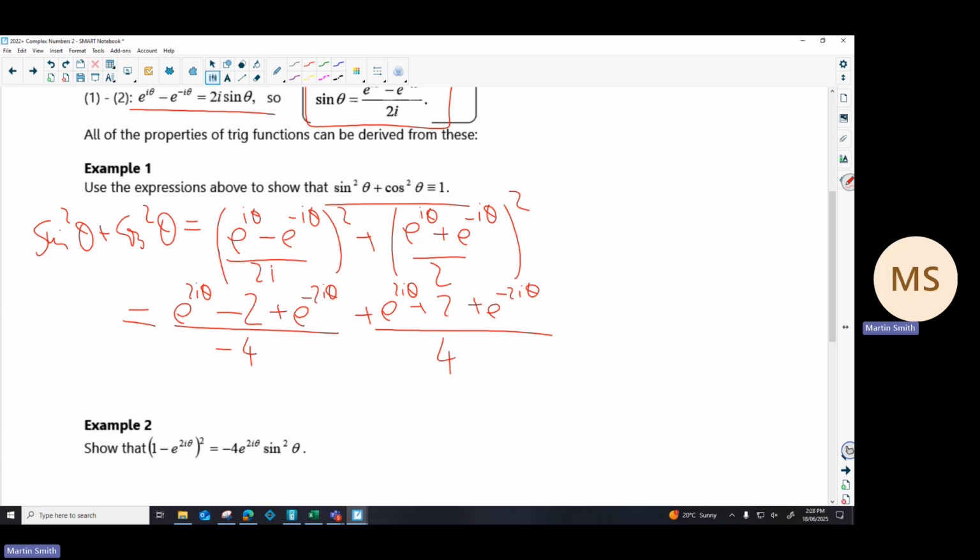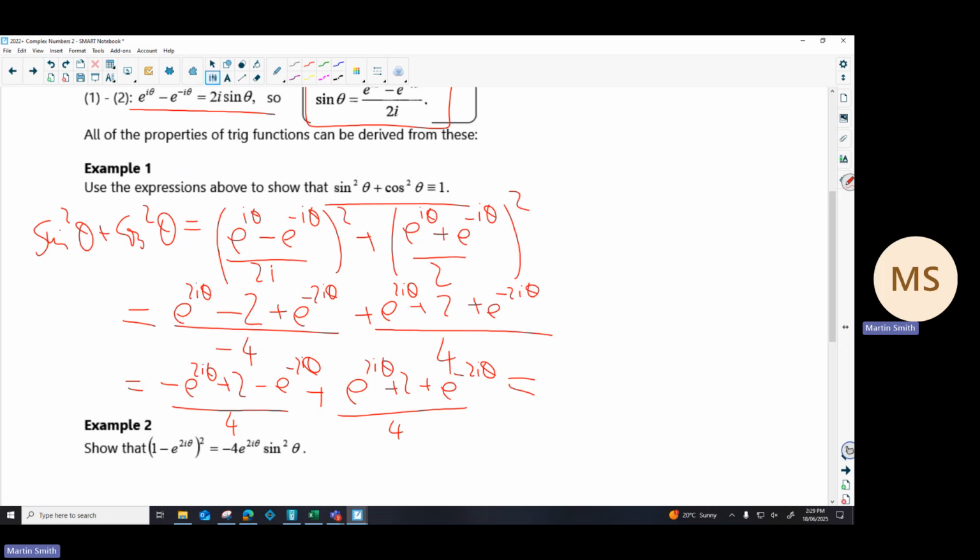So times top and bottom of the first fraction by minus 1 to end up with a plus 4 in it, and then we can add the tops. So that's going to give me minus e to the 2i theta plus 2 minus e to the minus 2i theta, all divided by 4. And then for my second fraction, e to the 2i theta plus 2 plus e to the minus 2i theta, all divided by 4.